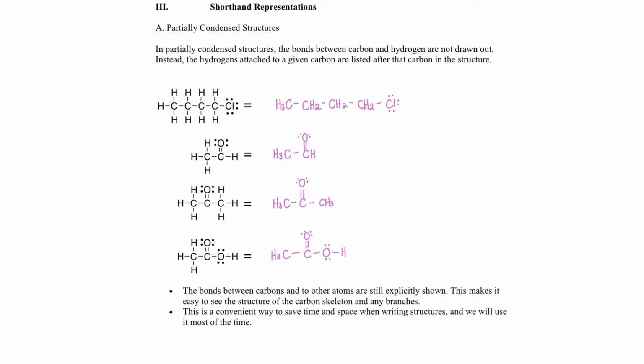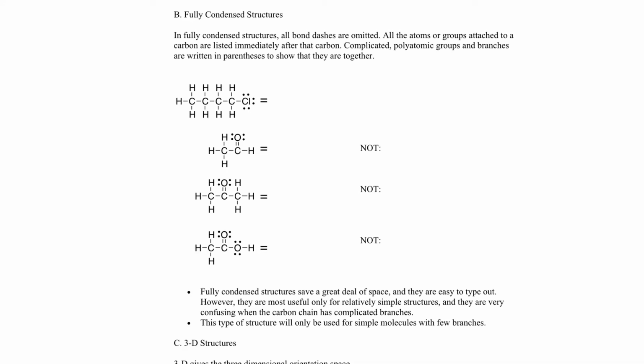We have an even easier way called fully condensed structures to make it even simpler. In fully condensed structures, we don't show any bond dashes, and all the atoms or groups attached to a carbon are listed immediately after that carbon. If you do have complicated polyatomic groups and branches, they're shown in parentheses to show that these are together.